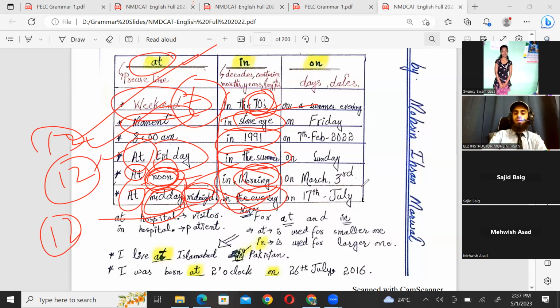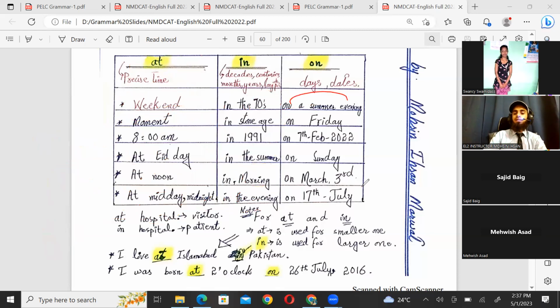Okay, next, in the summer evening, right? Okay, we are coming to this. On Friday, on 7th Feb, with the names of days and dates, you must use on. On March 3rd, on 17th July. Okay, I have a question for you guys about in and on.